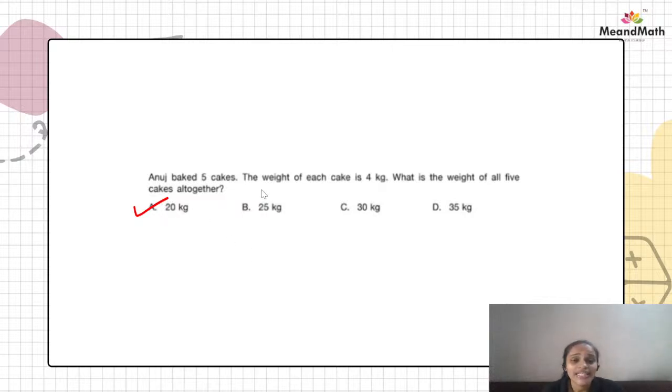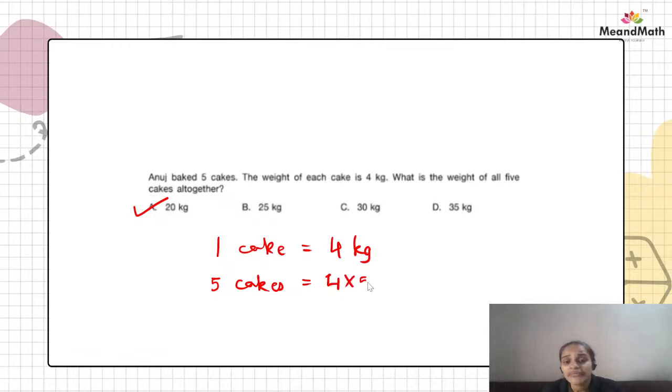How did we get 20 kgs? Okay, 1 cake equals 4 kgs. So 5 cakes will be equal to 4 multiplied by 5 kgs. And that gives me 20 kgs.